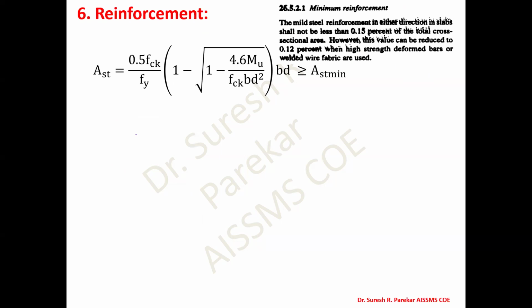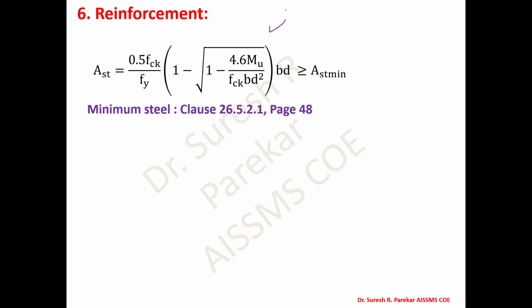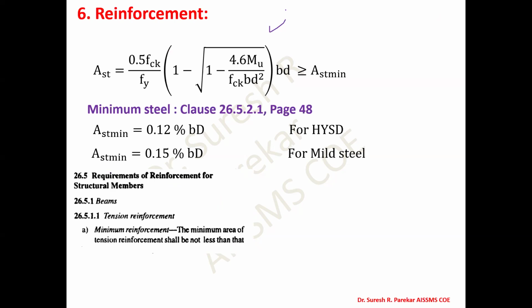Reinforcement, we have this formula, minimum reinforcement. Actually this is the mild steel reinforcement in either direction in the slab. So an examiner may say this is for your slab, what is for your beams. That I have also mentioned, given on page number 46. If you are asked minimum reinforcement for beams, then you can say clause 26.5.1, that is minimum reinforcement. Do not say that it is of the slab, he may take objection to this. So better go for page number 46, minimum area of tension reinforcement.